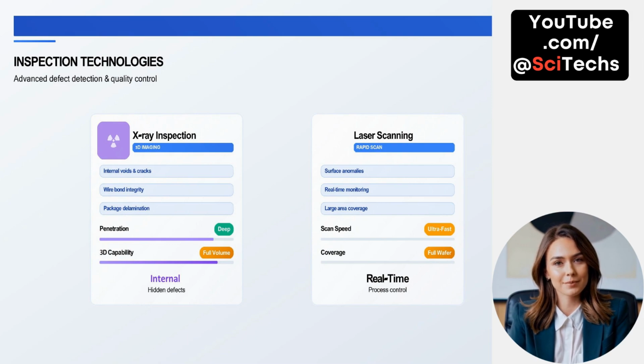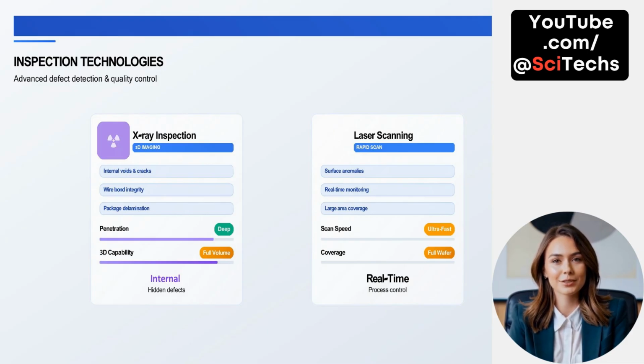On the other hand, laser scanning focuses on surface anomalies. It supports real-time monitoring, providing immediate feedback for process control. This method is known for its ultra-fast scan speed and full wafer coverage.